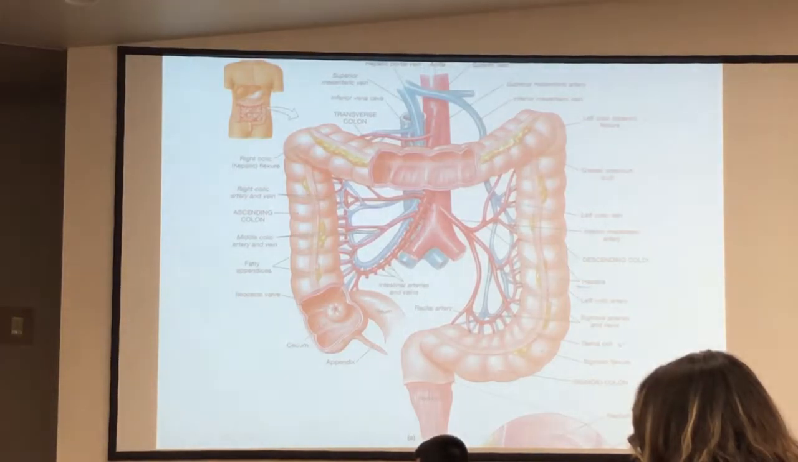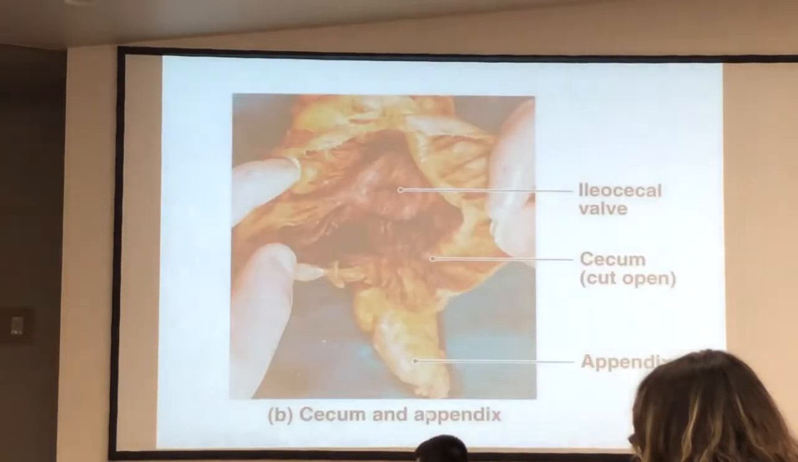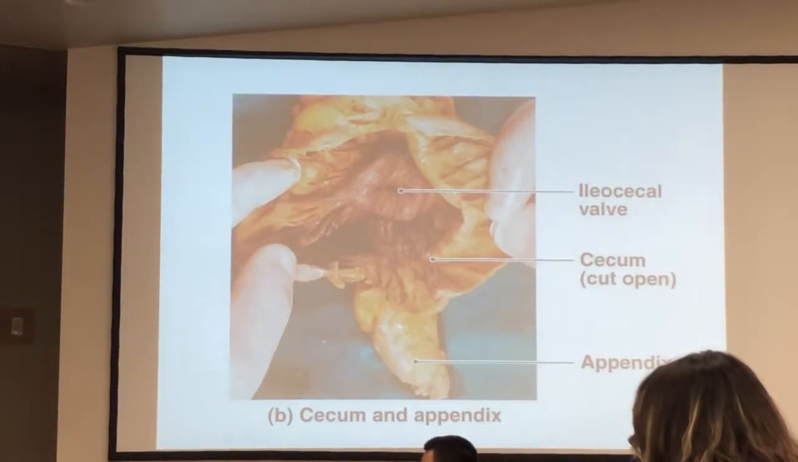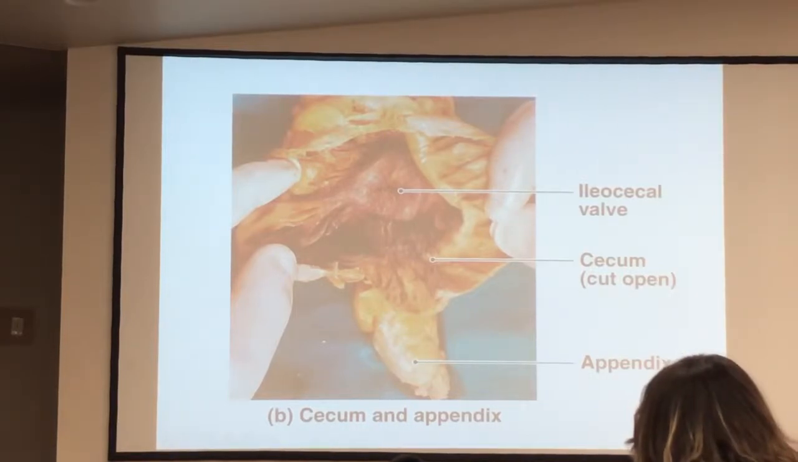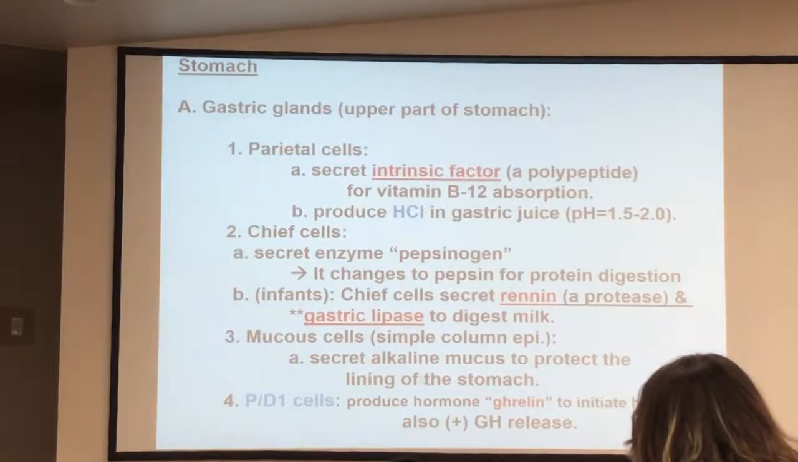The sigmoid colon is S-shaped, so we call it sigmoid. And the last part of it connects with the rectum. And here is, I think it's from a human. Okay, the ileocecal valve. From the end of the ileum, here should be the cecum, and here's the appendix.